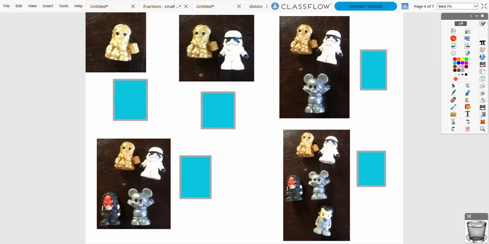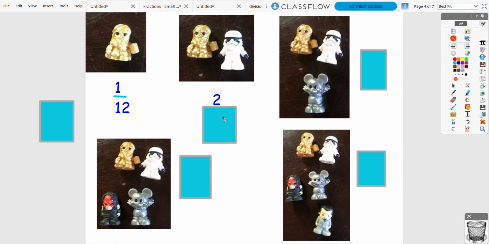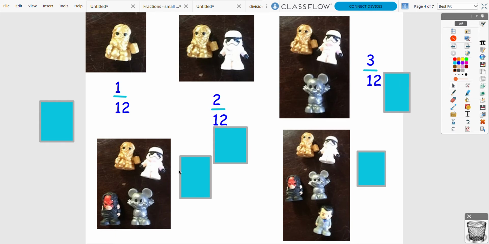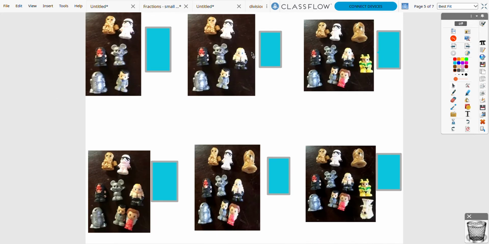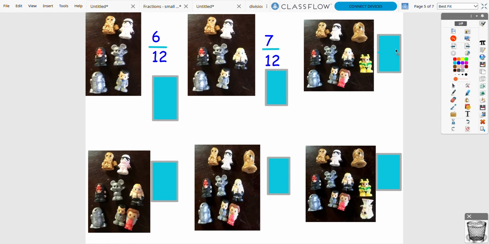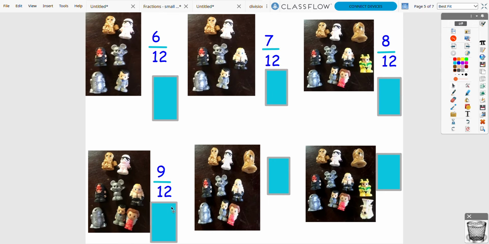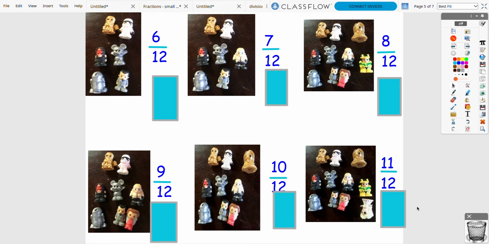Let's have a look at this page here. I've got one ushi here, but we know there was 12 altogether, so we can say that's 1/12. Here I've got 2. So we say that's 2 twelfths. I can keep on going. 3 twelfths, 4 twelfths, 5 twelfths. Over here, you know what's going to happen. 6 twelfths, 7 twelfths, 8 twelfths, 9 twelfths, 10 twelfths, and 11 twelfths. And we can go back to our first page to see the 12 twelfths.